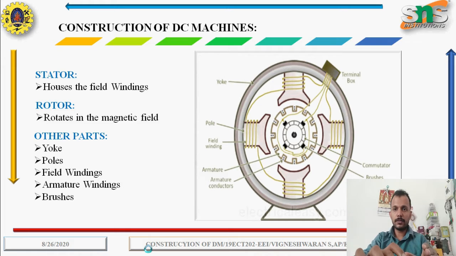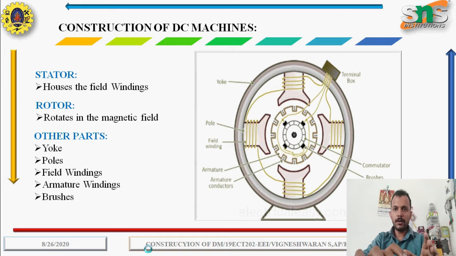In this diagram we can see the construction of DC machine in a two-dimensional picture. This will be very useful for us to understand what a DC machine is. Previously we have seen 12 parts. In this we have divided the parts into two, stator and rotor. Any machine will have two major parts. One is the stator, another one is the rotor.